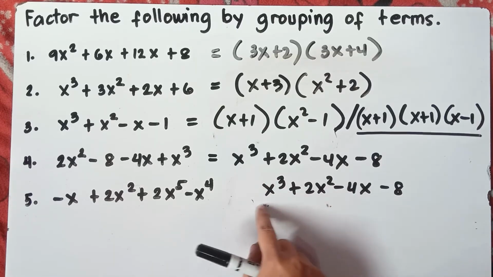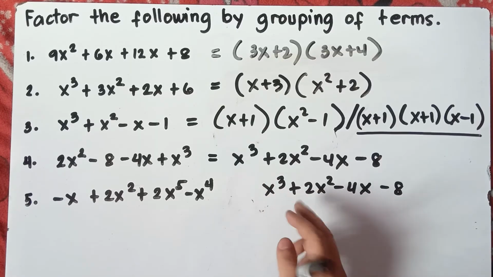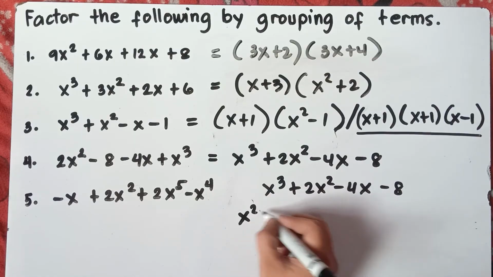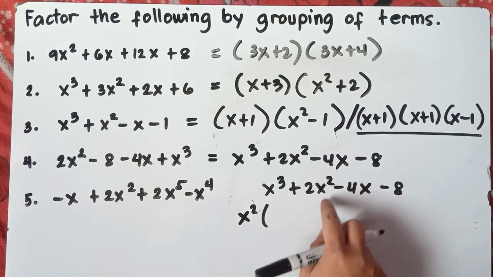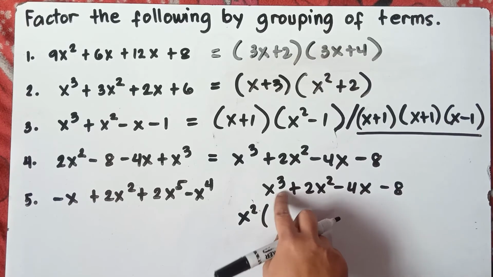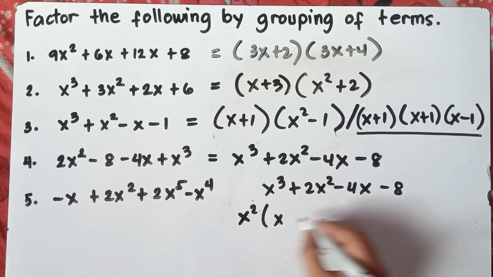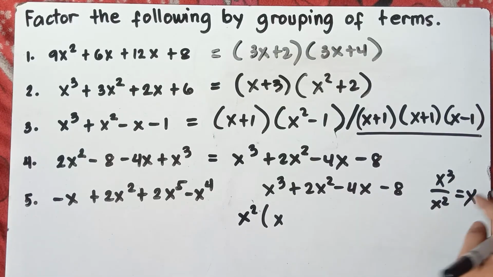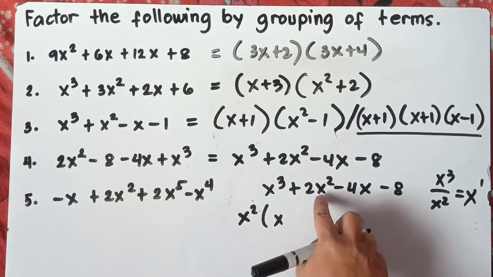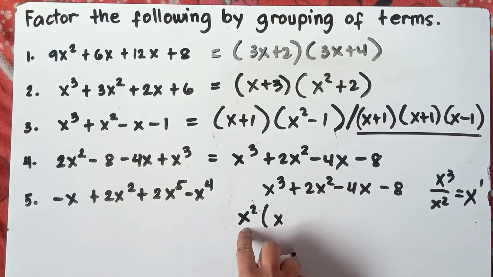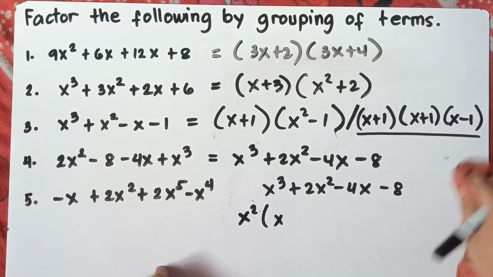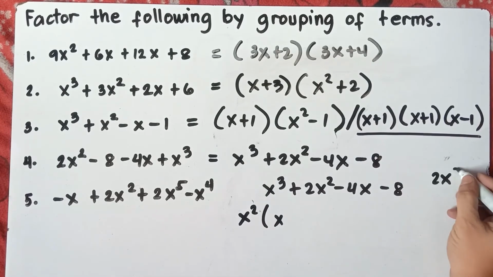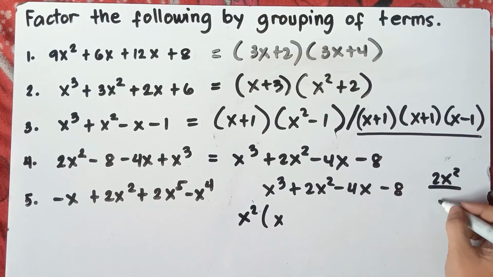So we factor the variables x squared and x cubed. We can factor this out by x squared. Select the variable with the least exponent. Then you divide, class. X cubed divided by x squared, that would be x. Copy x, then subtract the exponent: 3 minus 2 is 1. X raised to the power of 1, or x. Then divide 2x squared by x squared.